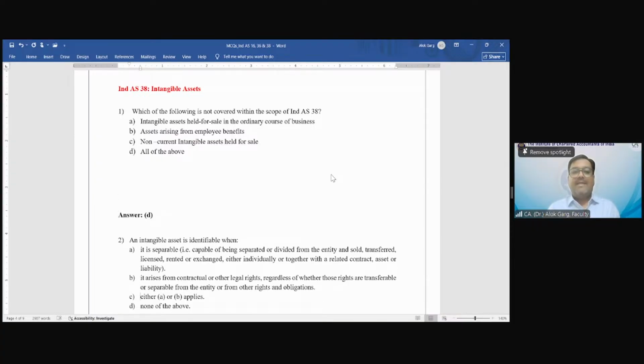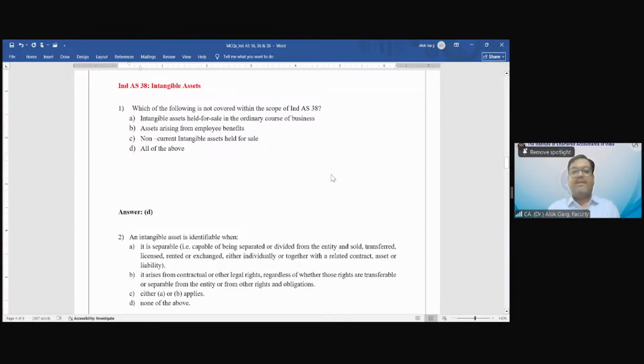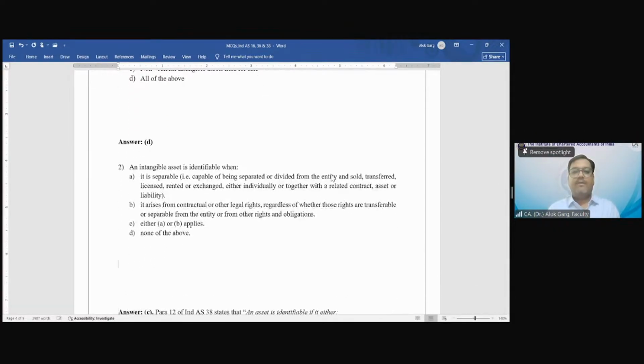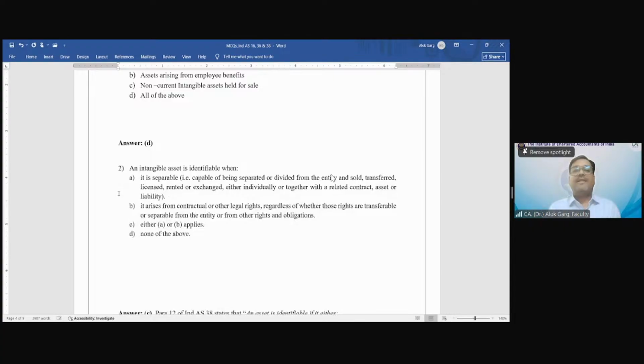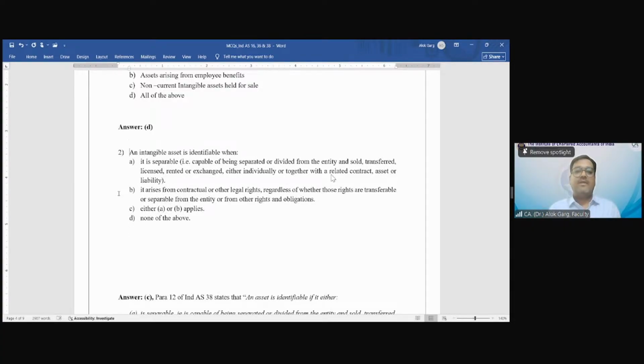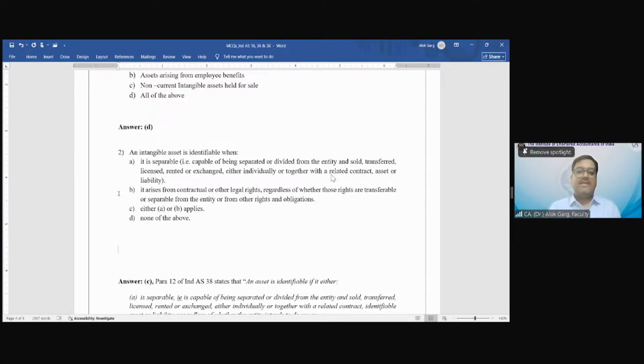An intangible asset is identifiable when? When it is separable? When it arises from contractual or other legal rights? Either A or B applies, none of the above. C. Either A or B, right? Either it is separable or it is arising from contractual or legal rights. Yes, C is the right answer.